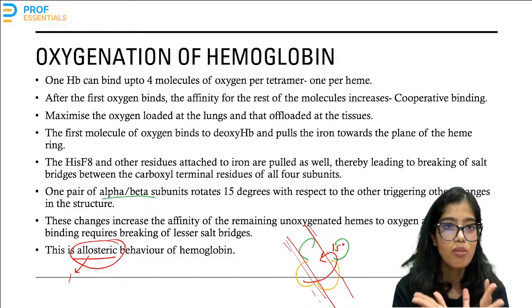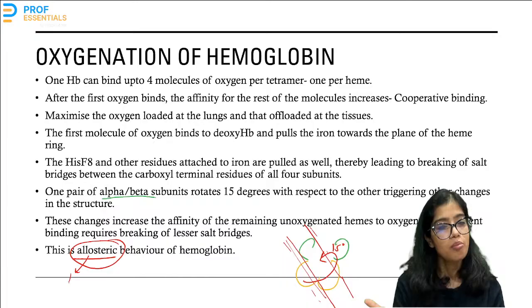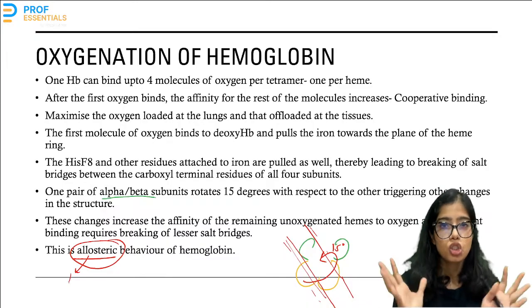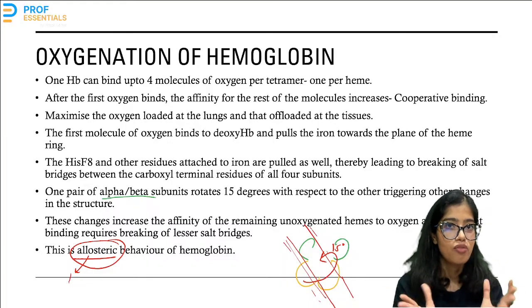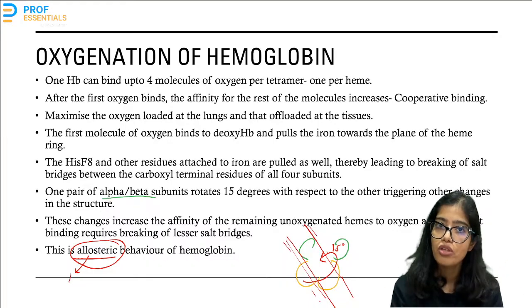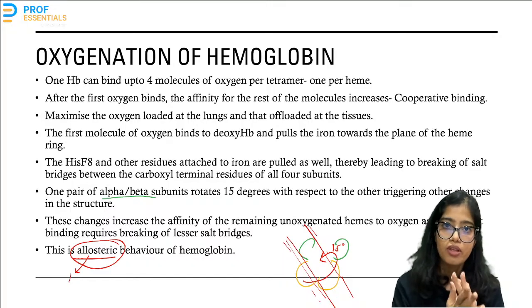Okay, a few mnemonics you should remember. R form, relaxed individuals: people will have high affinity for them. Taut individuals, or people who taunt each other: no one will have affinity for them. Therefore, the taut form has low affinity for oxygen. The relaxed form has high affinity for oxygen. Okay, this is the basis.